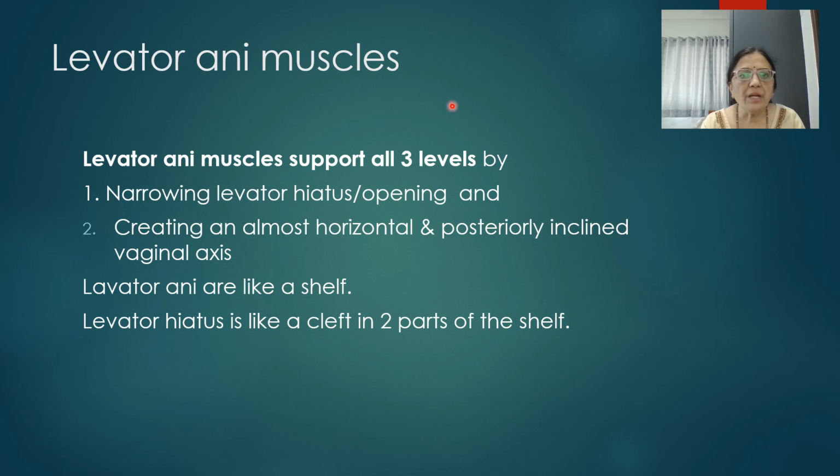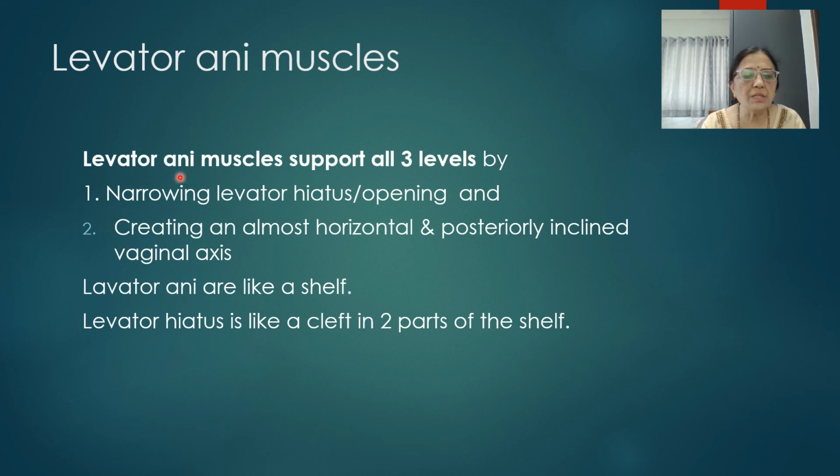Levator ani muscles form one of the most important pelvic supports. They do support at all these three levels. That means apical level, mid portion of the vagina, and lower portion of the vagina. At all these three levels, though we have seen DeLancey's supports as level 1, level 2, level 3, what is most important to understand is levator ani muscles are supporting all these three levels.